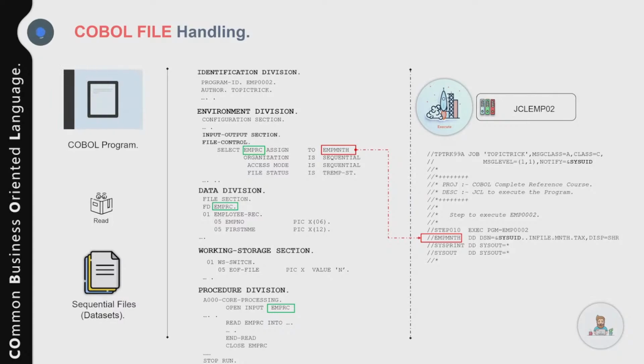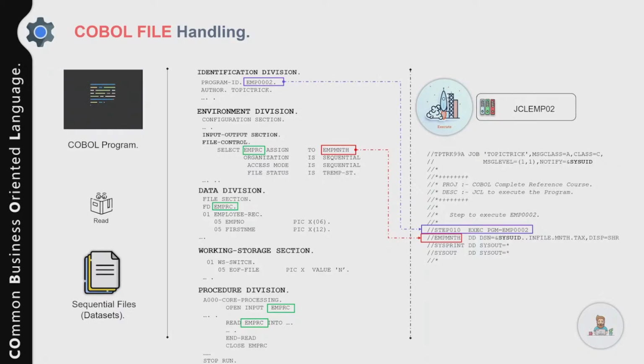In the procedure division, we have a paragraph called A000-core-processing. The file that we specified in our file control section and the layout that we specified in the data division are processed in this section. To open a file, we have used the open statement. After that, to read data from the file, we have used a read statement. And finally, we have used the close statement to close the file that we opened before issuing the read command. The last statement is stop run, which terminates the processing of the COBOL program.